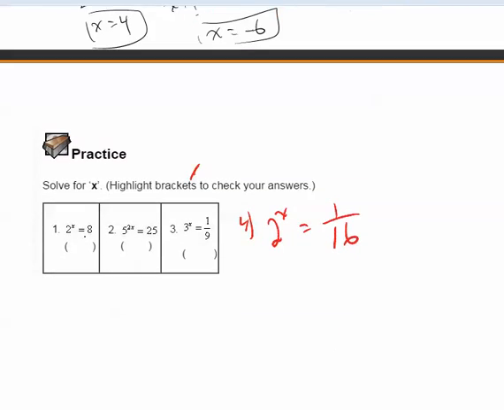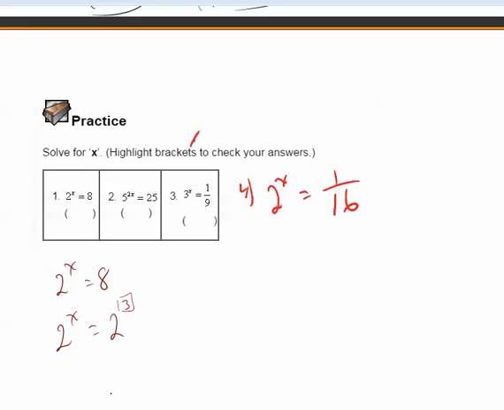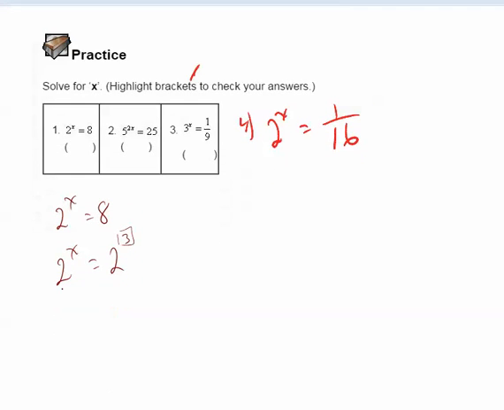So 2 to the x equals 8. Now the bases aren't the same, so I can't do the same trick. I need to make the bases the same. So if I said 2 to the x is equal to 2 to the something, well, 2 to the what makes 8? 2 times 2 times 2 is 8, so now the bases are the same, and so we can say that x must equal 3. Alright, so it gets a little bit trickier.